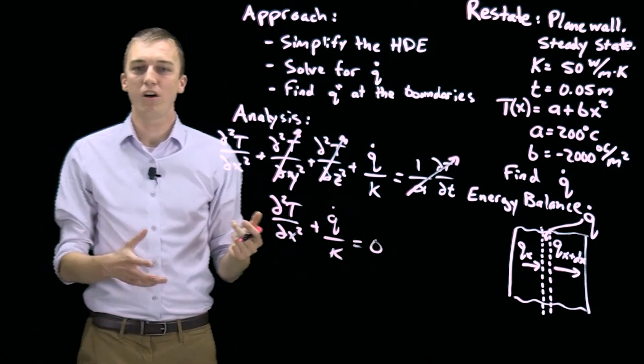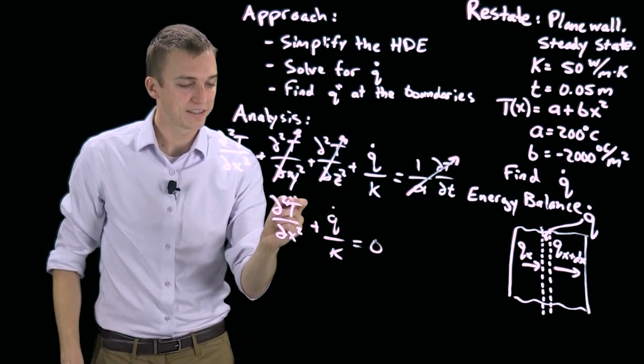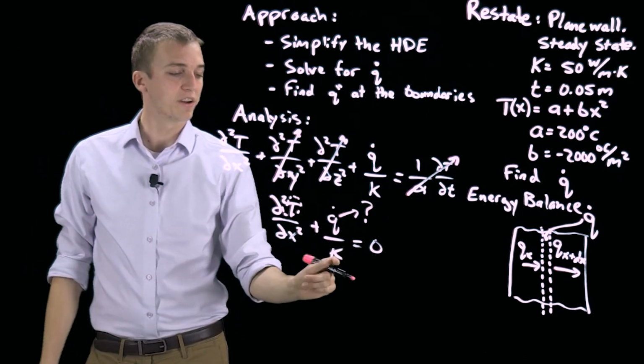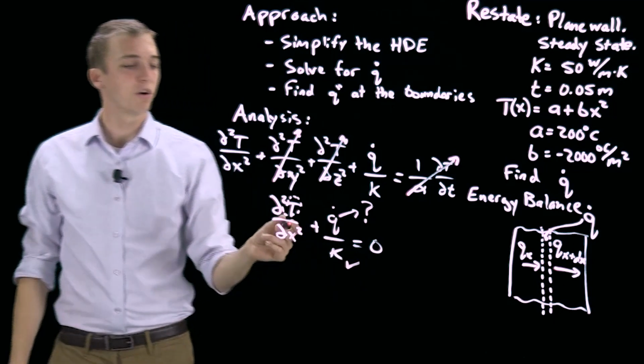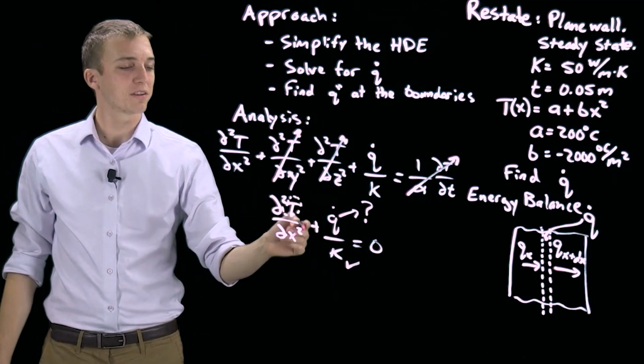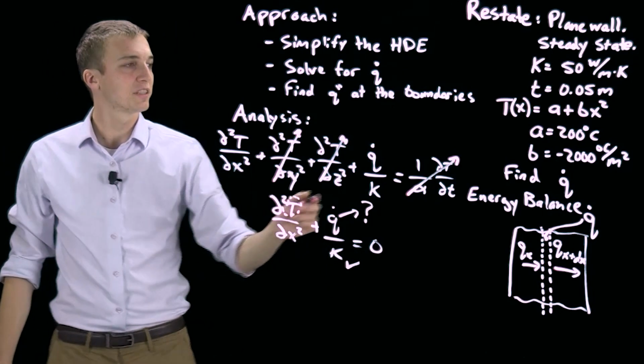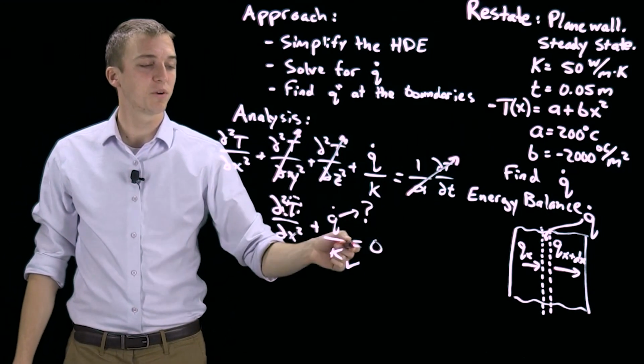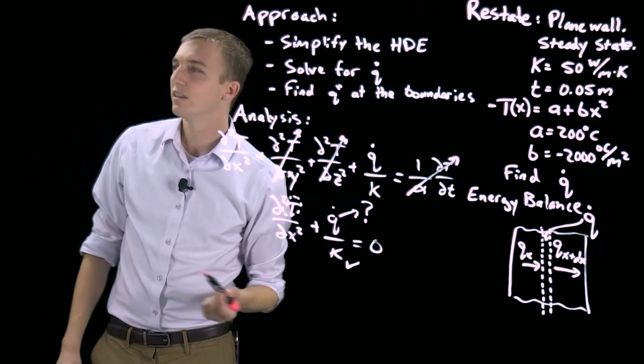Now, we already know T, right? We're looking for q dot. We know k. So all we have to do is perform these mathematical operators on our temperature distribution T, which is given to us here, and then plug it into this equation and we can solve for q dot. So let's do that.